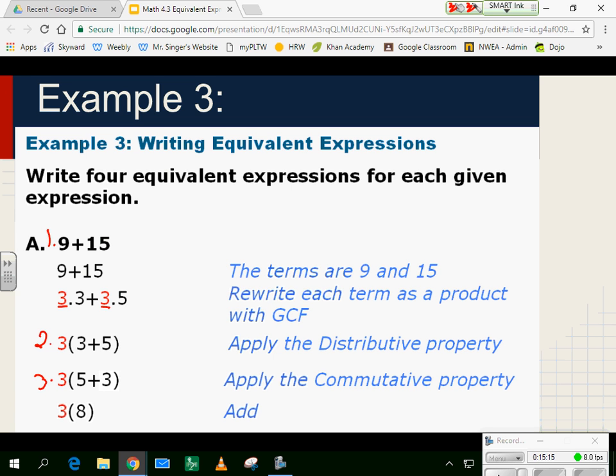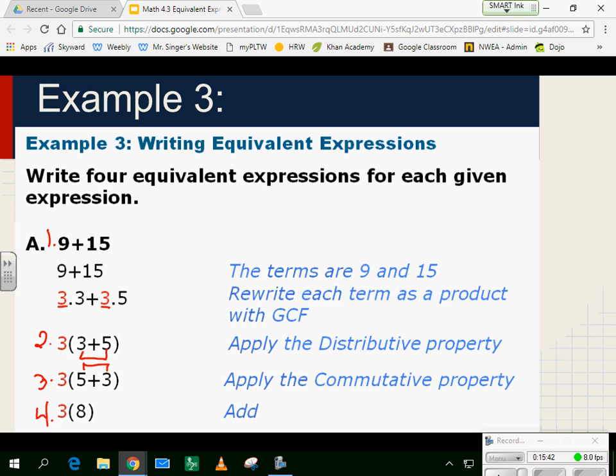What's a third way? Why don't we just flip-flop 3 and 5 and write it as 5 plus 3? Same answer, same results, different way written. And the fourth way is, once you pulled out the greatest common factor, add 5 and 3 together and you get 8. Every single one of these gives you the same value, which is 24. So all four of them are equivalent because they give the same answer.